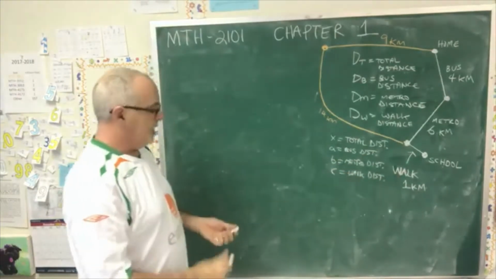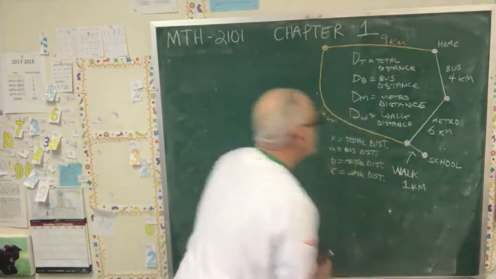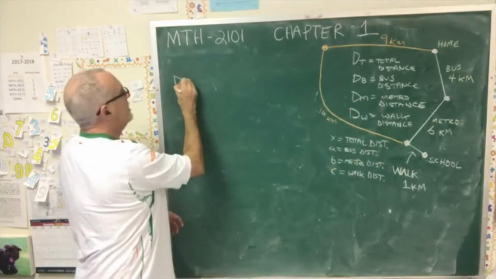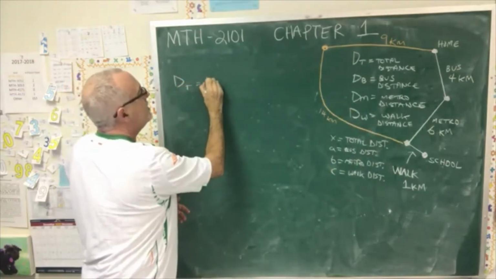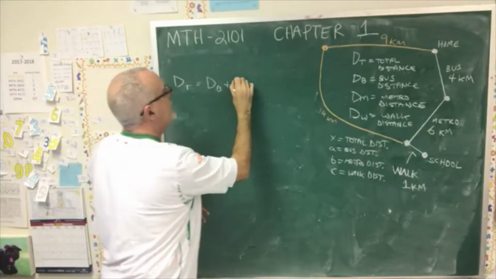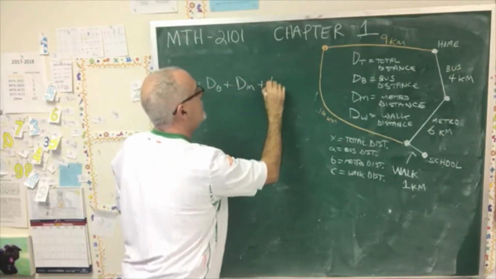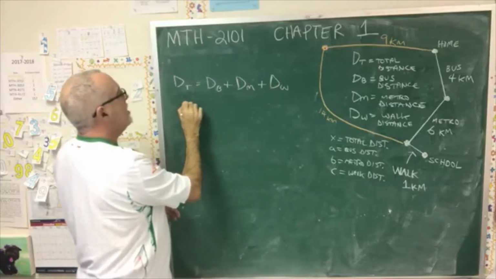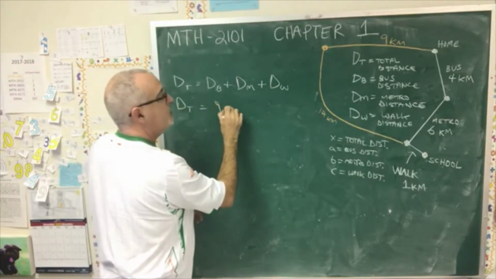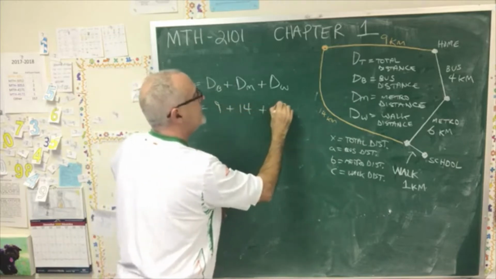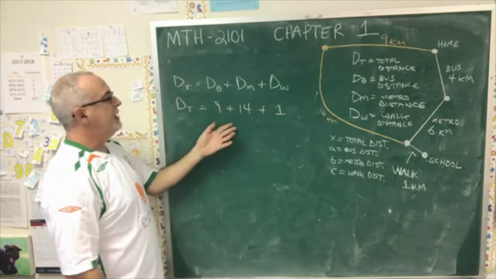We can illustrate a couple of things with this. Our total distance is going to be equal to the bus plus the metro plus the walk again. But this time, it's equal to 9 plus 14 plus the same old one that we already had.